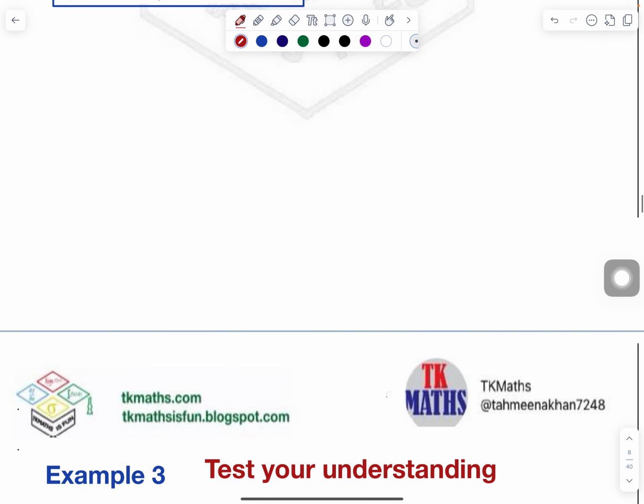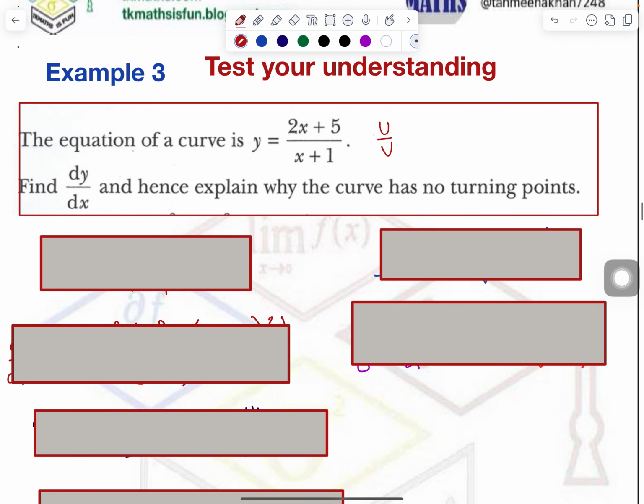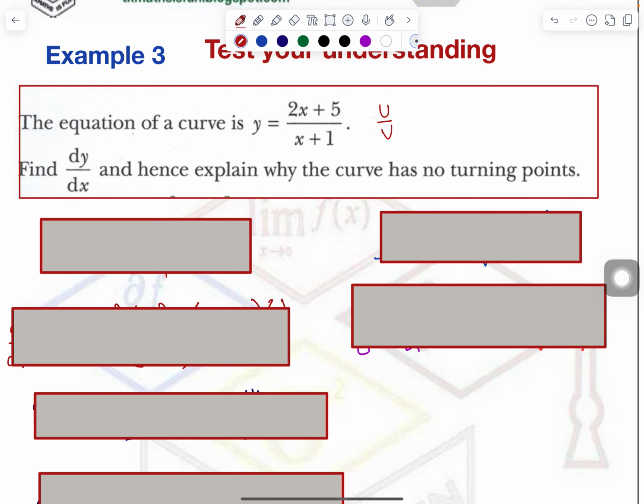Okay. Now you can test your understanding here. We have already done quotient rule. So you can see very clearly here that you have to apply quotient rule here. So you can put the video on pause and solve it. I'm showing you the solution. You can match with your working. Okay. And the one thing is very interesting which I have not explained before. Explain why the curve has no turning point. Interesting. So what do you think?